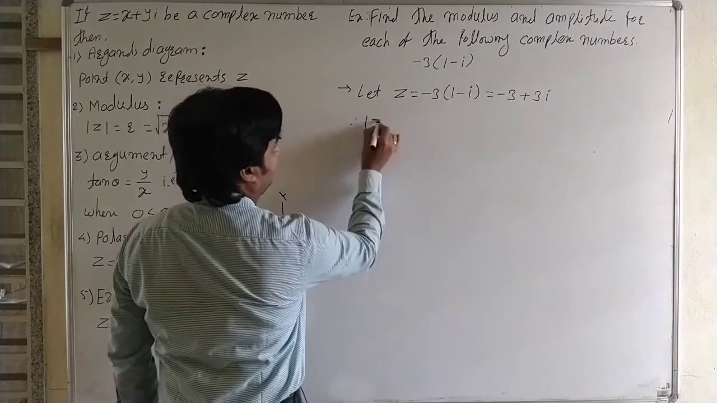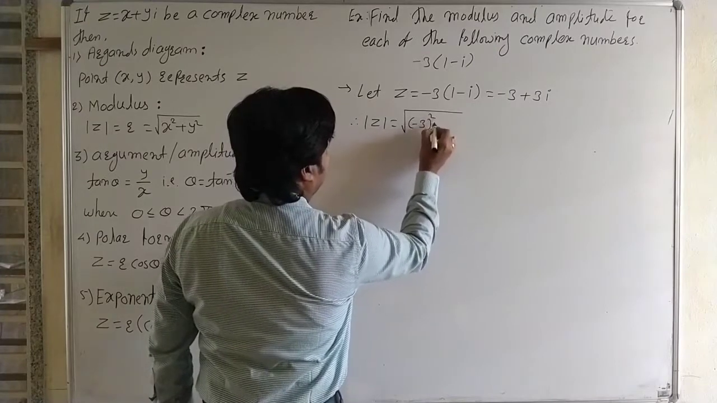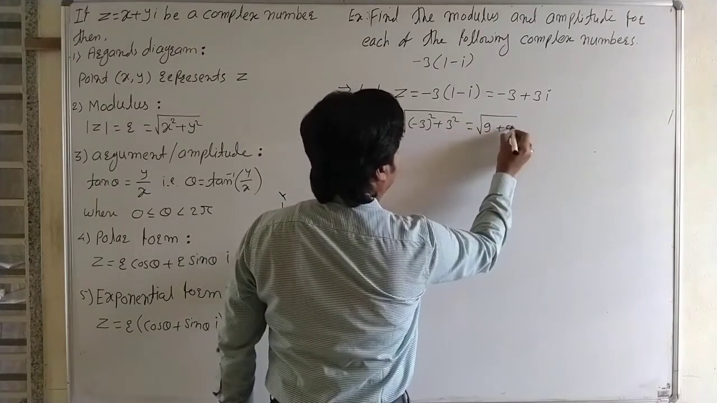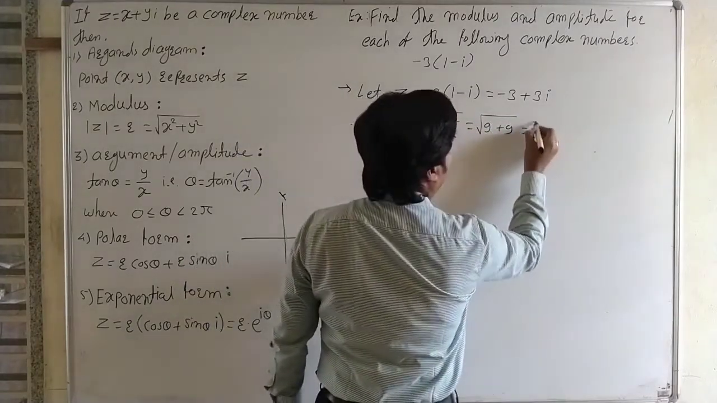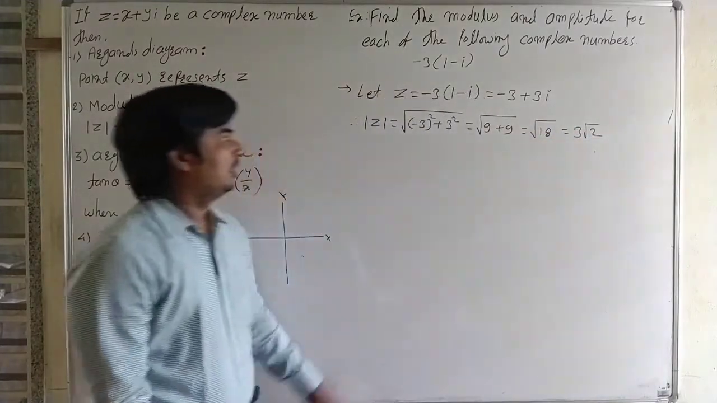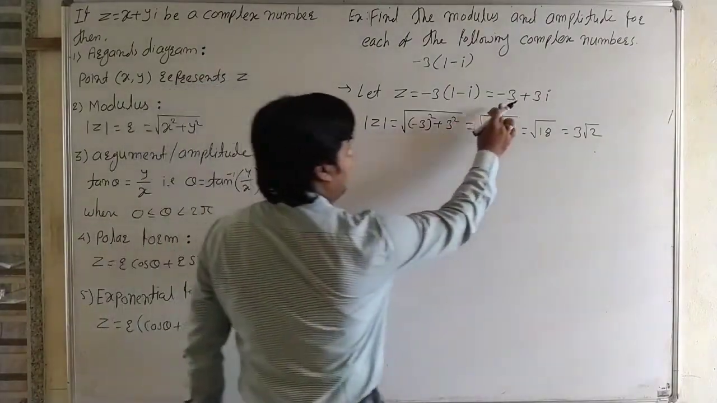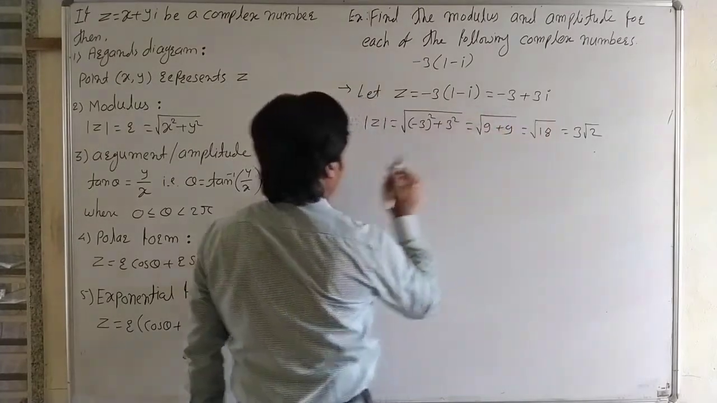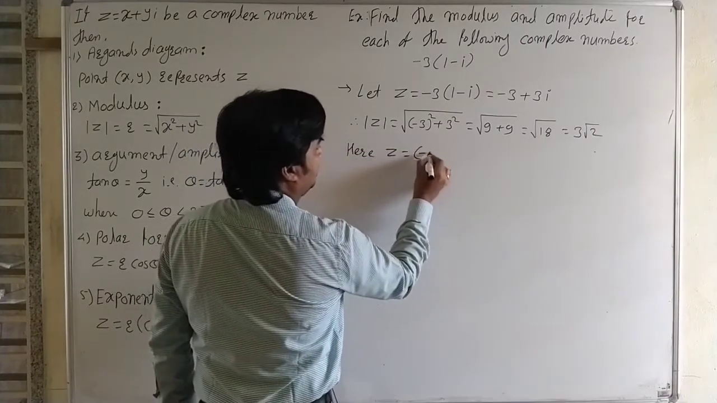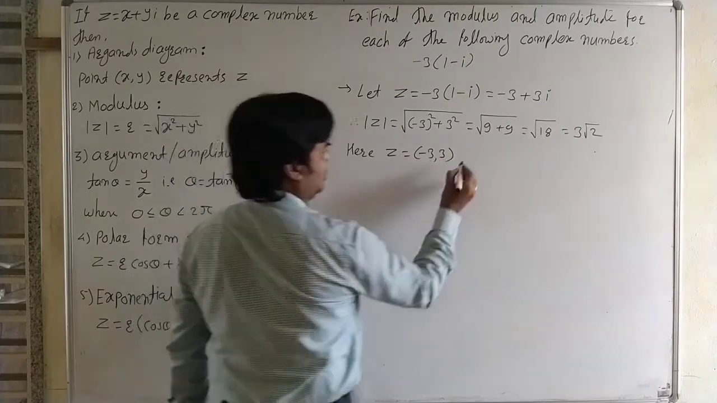Therefore, the modulus is the square root of x² + y², that is the square root of (-3)² + 3², which is the square root of 9 + 9, so the square root of 18, and the square root of 18 means 3√2. It is the modulus of z. Now here it is (-3, 3), which is a point. Here z is represented as the point (-3, 3), and it lies in the second quadrant.